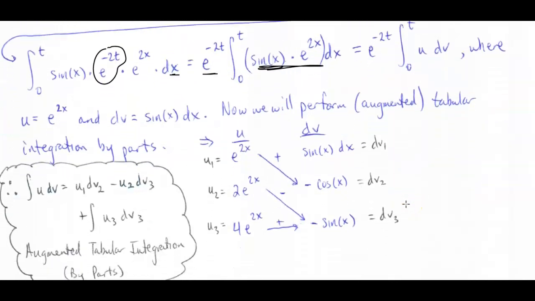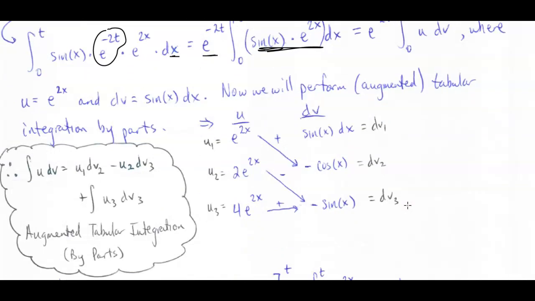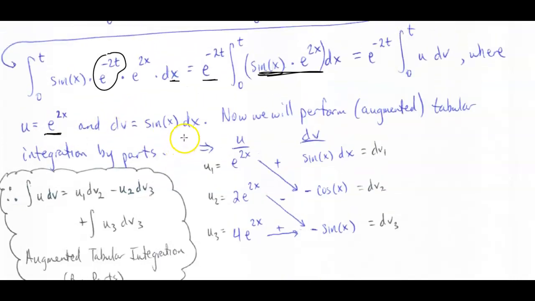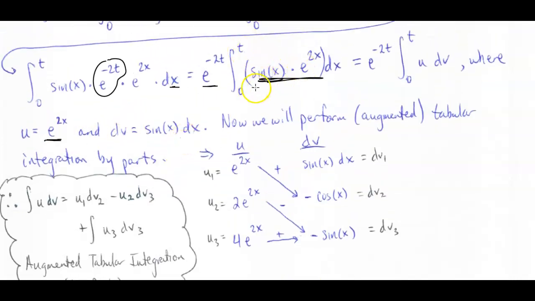So I'm going to use augmented tabular integration by parts here, which basically says I'm going to select my e raised to the 2x to be my u, and my sine of x dx to be my v, since I'm going to rewrite all of this as just u times dv. I take successive derivatives of u and take successive antiderivatives of dv until I can look across and see that I can recover the main thing I was trying to find in the first place.